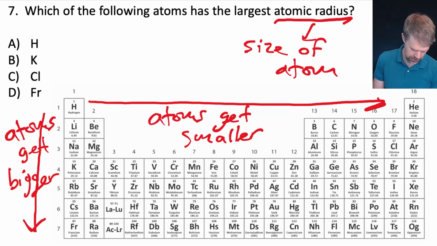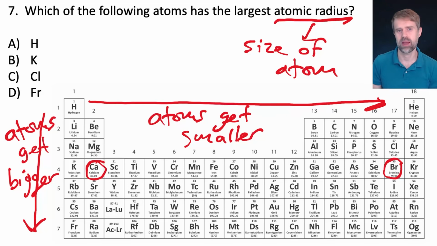So like, bromine here is smaller than calcium. That's what I mean by atoms get smaller. Now, this is one of those questions that we can usually get rid of some of the answers by process of elimination. Okay, first off, A, hydrogen.